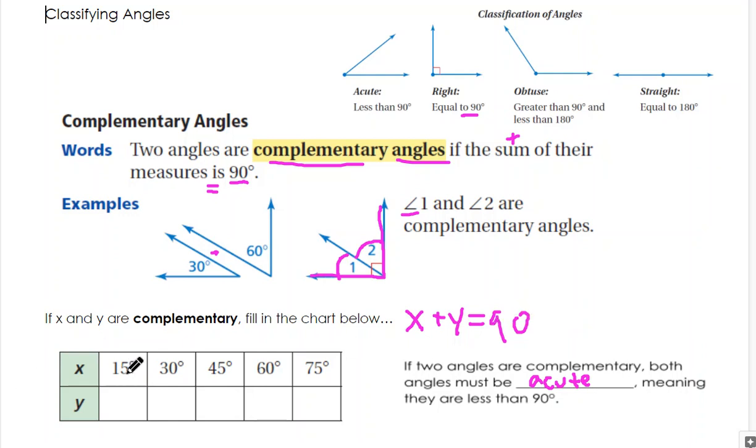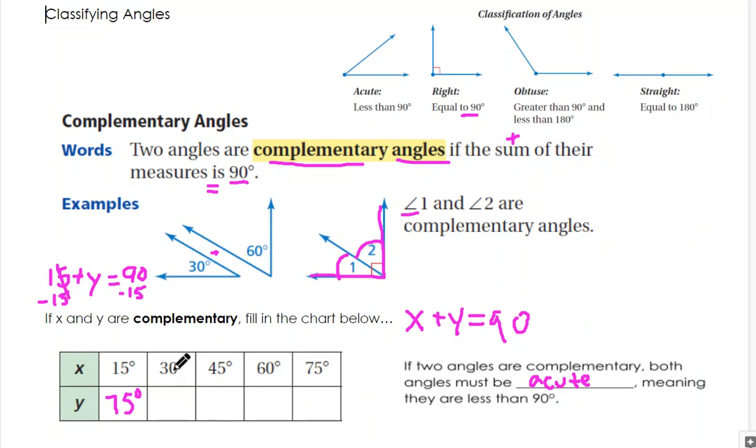All right, so how do I find this? So if it's 15, what plus 15 will give me 90? Or I could do it this way. I can plug 15 into my equation here for x. So 15 plus y equals 90. If I want to get y by itself, I would do minus 15, right? Minus 15, minus 15, and that would be 75. So y would be 75, right? Because that would get rid of this. It would be y equals 90 minus 15, 75.